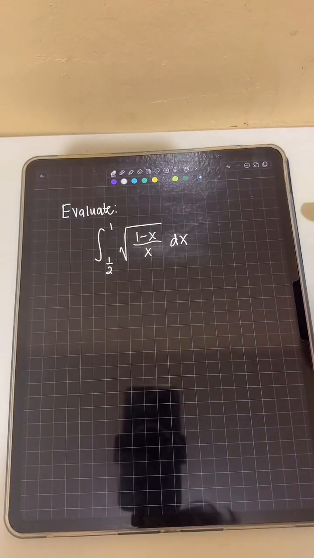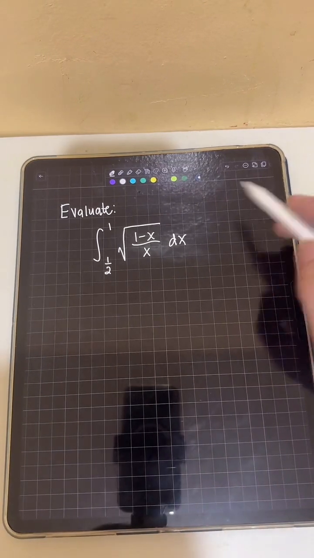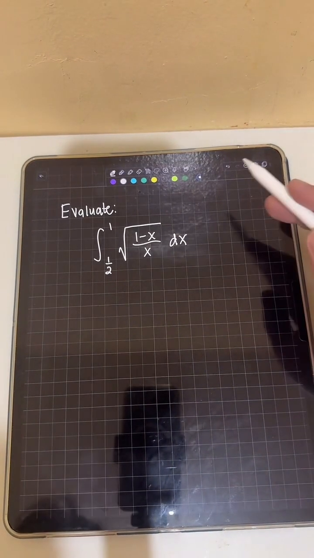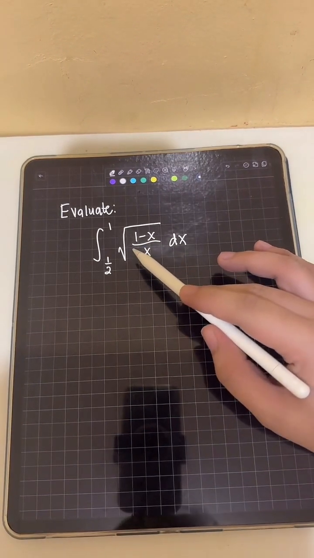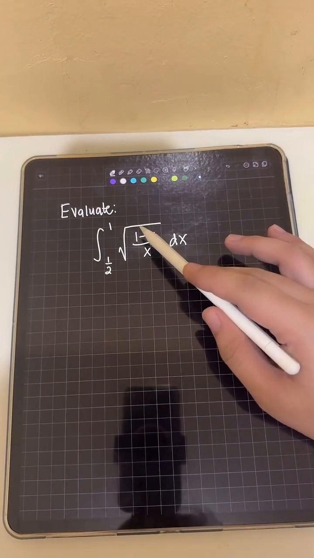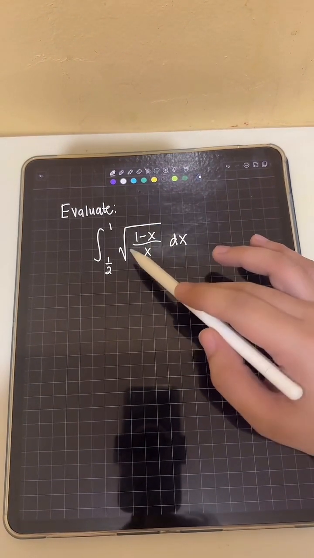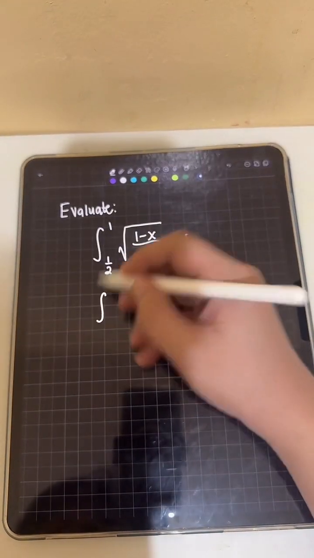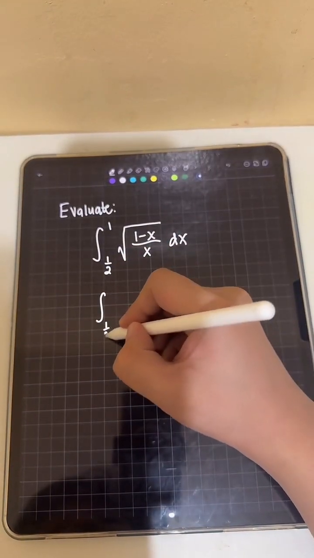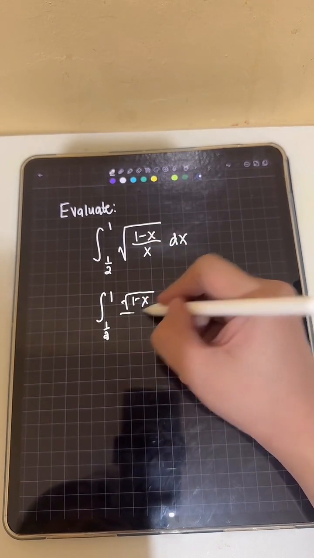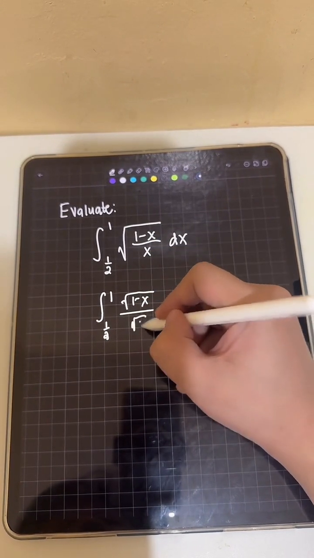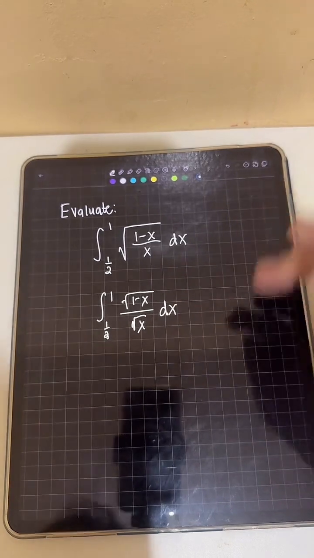Evaluate the integral of square root of 1 minus x over x dx from 1/2 to 1. So I will distribute first the radical, I mean the square root, to the numerator and the denominator. So I will have the integral from 1/2 to 1 of the square root of 1 minus x over the square root of x dx.